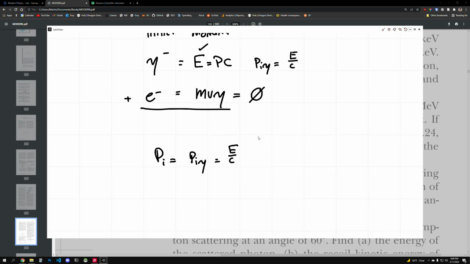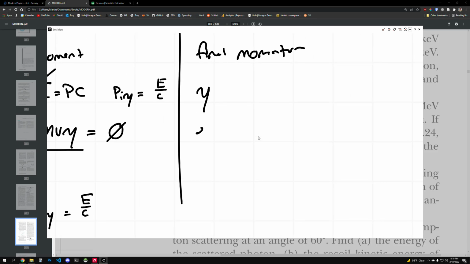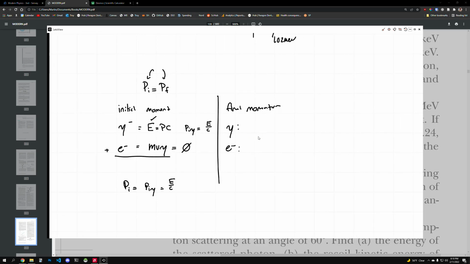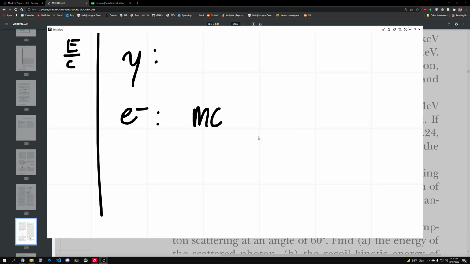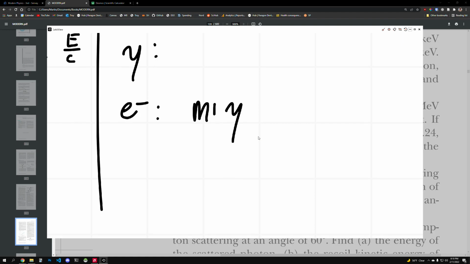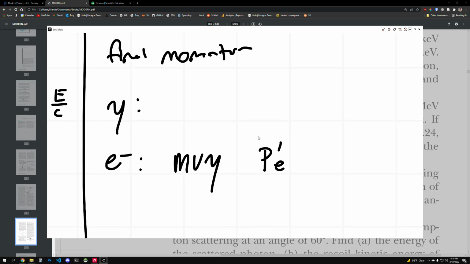All right. And now let's define the final momentum the same way we did the other one. Final momentum. So gamma once again has momentum and electron has a momentum. Now don't be fooled to say, well, electron has no momentum because it didn't have before. Well, now the electron's moving, so it does have some kind of momentum, m v gamma, perhaps. But we don't even have to define it. We can just define it as p prime electron. And our gamma piece will be p prime gamma.